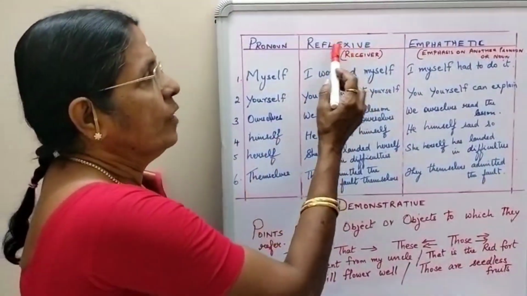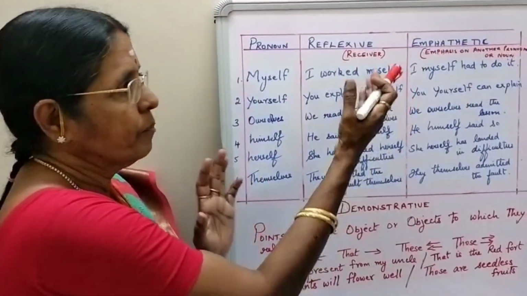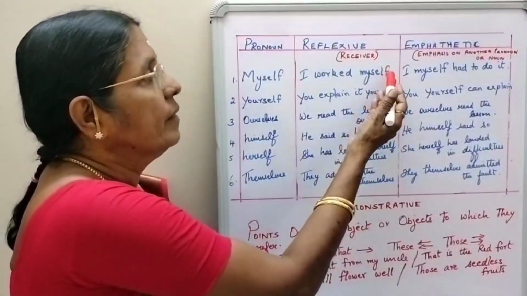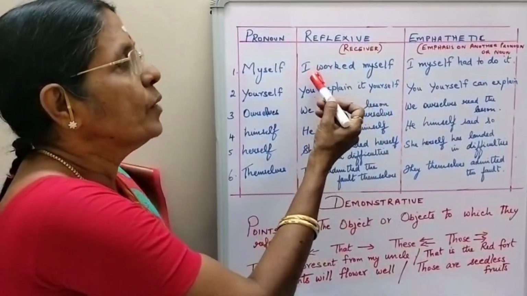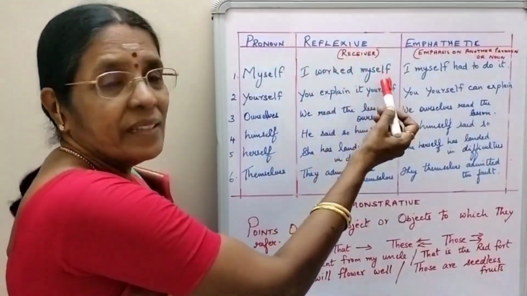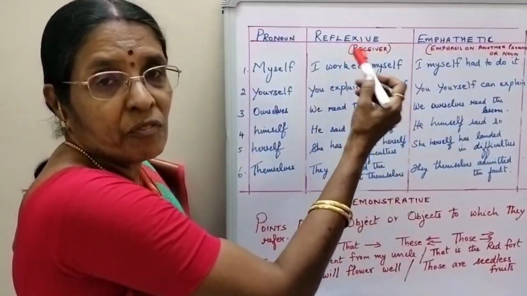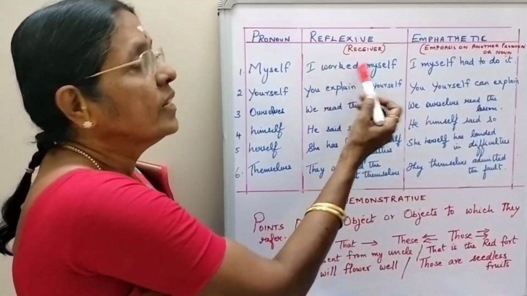Okay. Right. Now reflexive pronoun, it refers to the object of the sentence. Myself comes as the object, yourself comes as the object. But this object receives the work done by the subject. Okay, I worked myself. It points out to the subject again. When the subject and the object are the same, it becomes reflexive pronoun. It refers to the same person. It becomes reflexive pronoun. I worked myself.